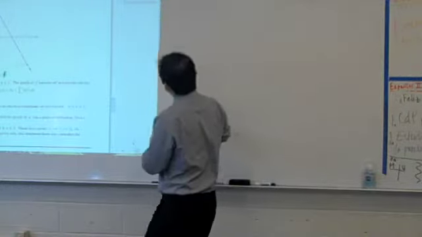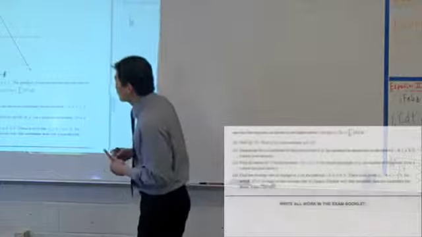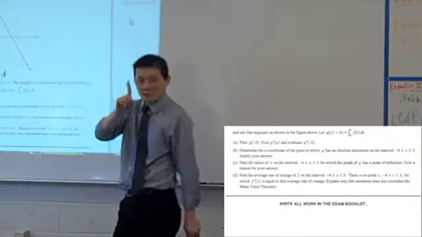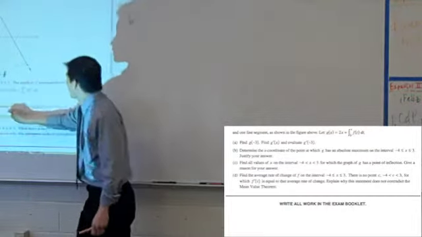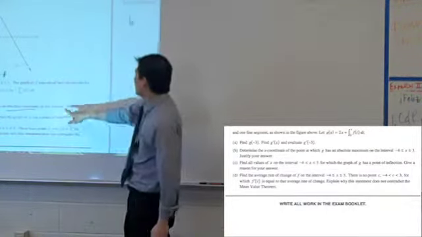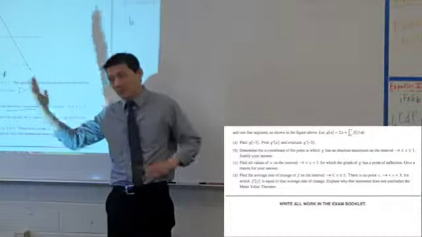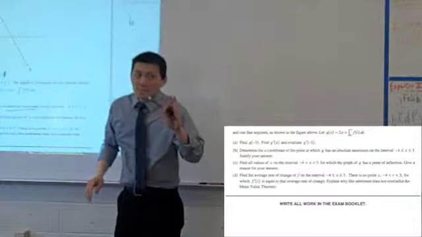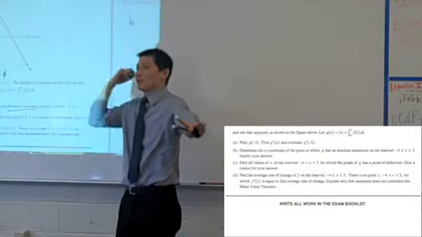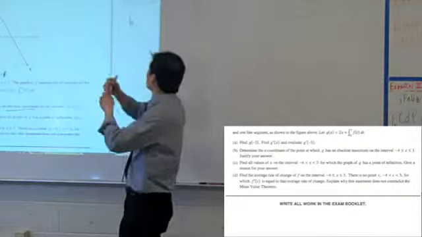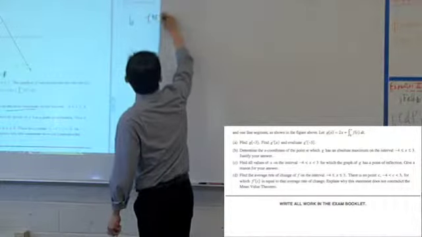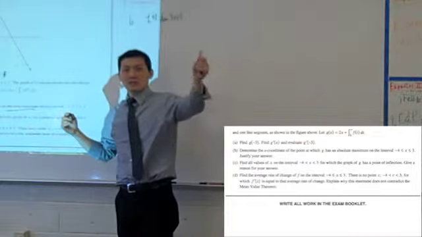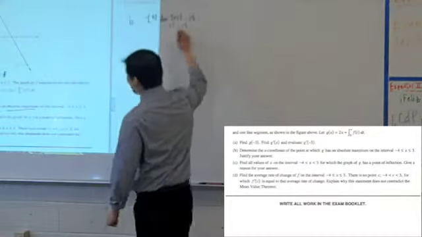Part B. Part B says, determine the x-coordinate of the point where g has an absolute maximum in the interval -4 to 3. -4 to 3, the same interval as the f. Maximum. We think of first derivative test. First derivative test of which function? G, because we're talking about g.